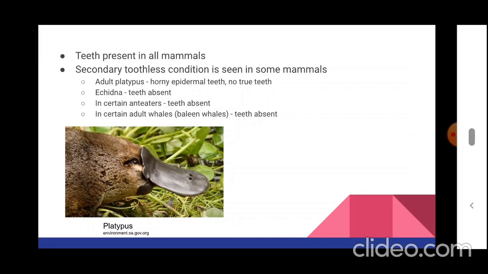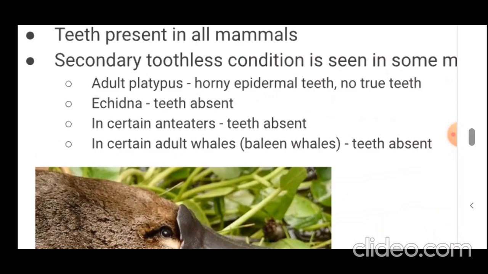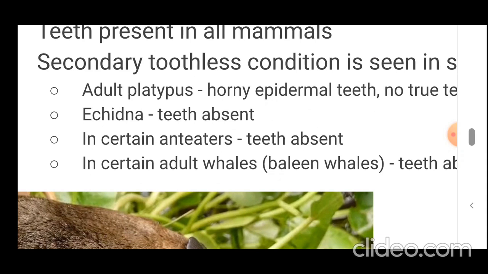Teeth are present in all mammals, that is a feature of mammals. Not only a feature of mammals, it is also seen in other lower vertebrates, but it is also a characteristic of mammals, the presence of teeth inside the mouth. But there is a secondary toothless condition, and that is seen in certain organisms like adult platypus, echidna, certain anteaters, and certain adult whales, that is baleen whales. There are whales which are toothed, known as toothed whales.